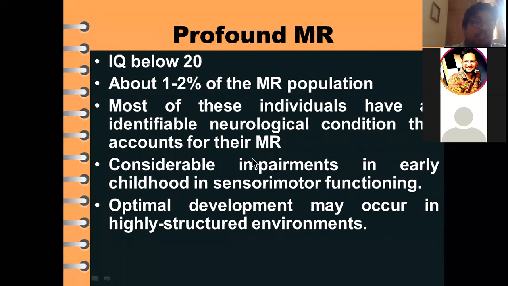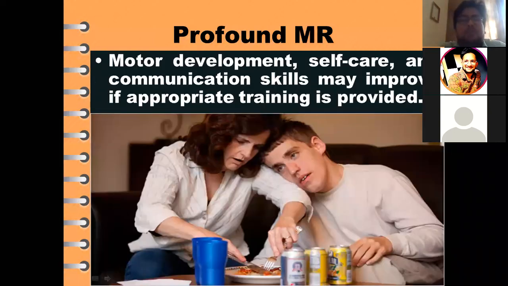They have poor motor development, and self-care and communication skills may improve if appropriate training is given. So they cannot be given treatment at home. You need to admit them in an MR home, a mental retardation home, and give them treatment. Then only can they survive. In the home environment, the survival rate is very, very low. So this is about profound mental retardation.